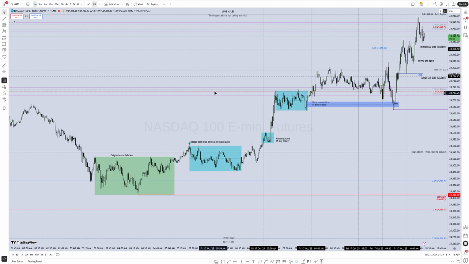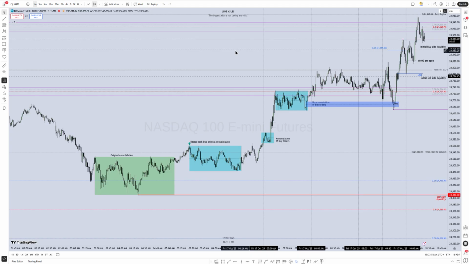The purple lines are opening ranges. The dashed lines I'm having are initial buy side, initial sell side, and openings. So as you can see right here, we are having a clear market maker sell mode right now. So we are having the market delivering buy side.